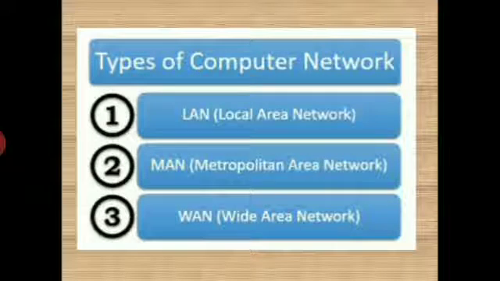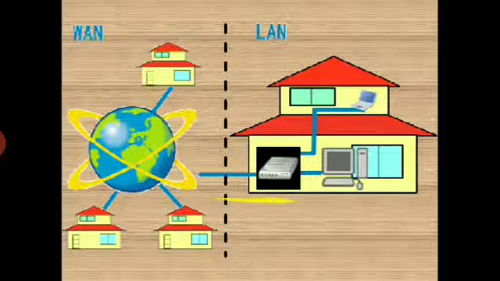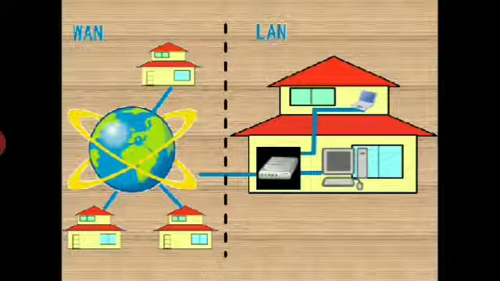After that, we will learn different types of computer networks. Some of them are LAN, WAN and MAN. LAN and WAN stand for local area network and wide area network. As you can see, LAN is a network of a very precise area, whereas wide area network is a very wide network.